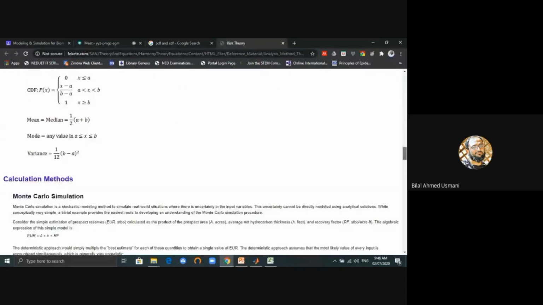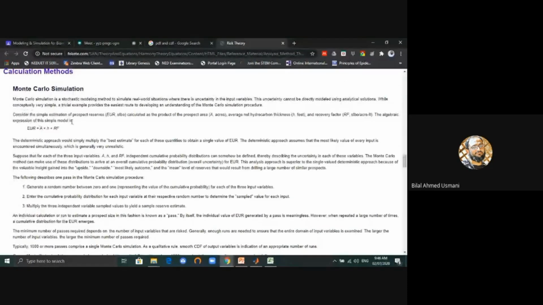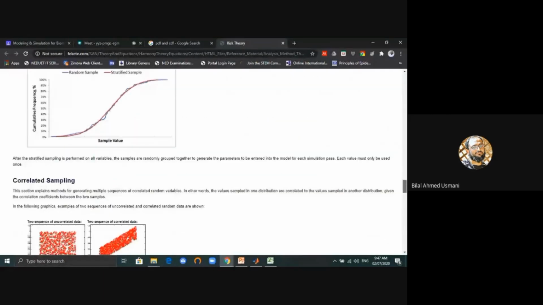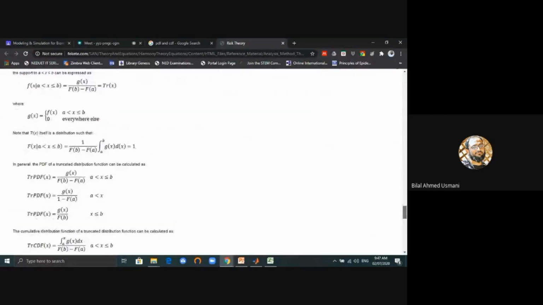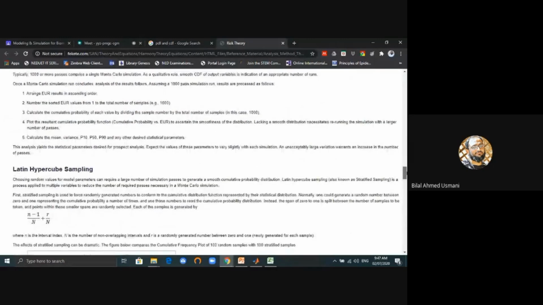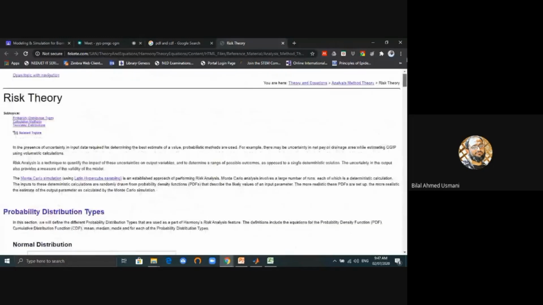We would be doing some Monte Carlo simulation, and this is another method I've used in my PhD. This is Latin hypercube sampling. We would be doing that as well. Oh, not doing that, we would be doing that in masters. So that's a very interesting website, by the way.